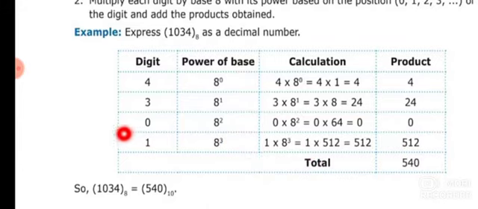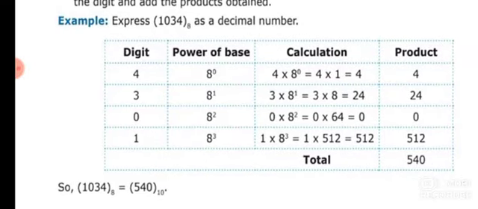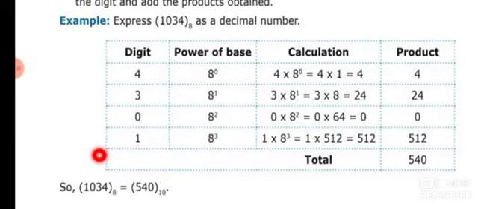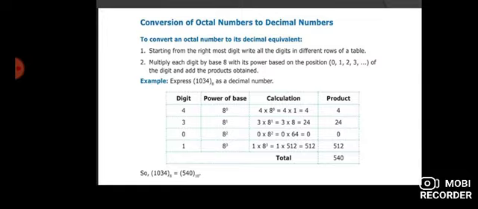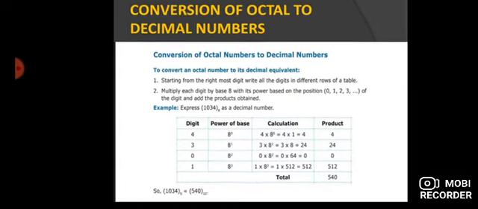Now we keep on multiplying all these and at the last we will get the total as 540. So on the left hand side, we will write 1034 as the octal number, and on the right hand side we will write 540 that we obtained with base 10. So this is how we convert the octal number to the decimal number. I hope this example is clear.